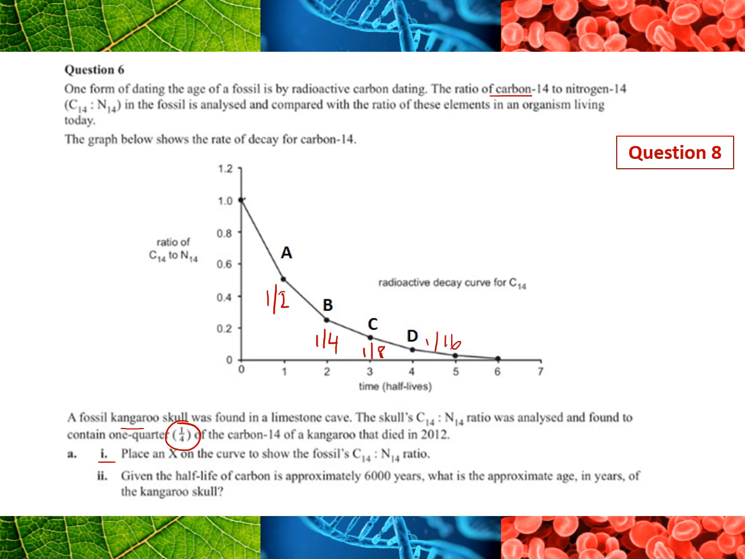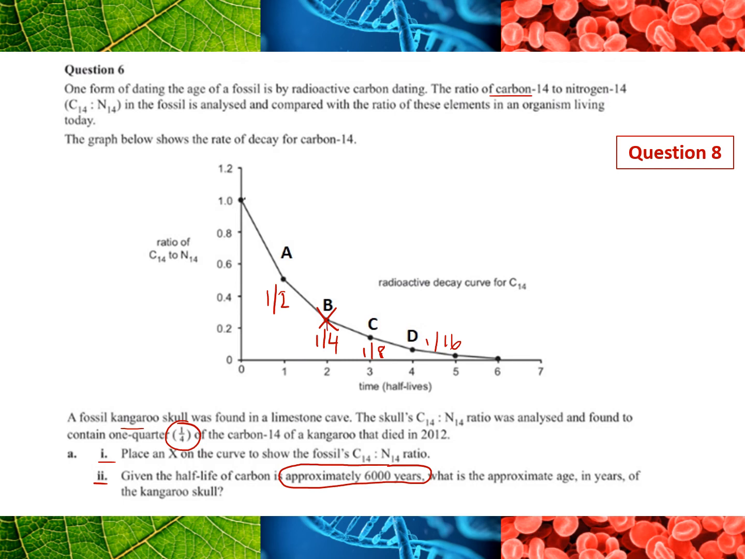So part A, for 1 mark, place an X on the curve to show the fossil's carbon to nitrogen ratio. So you would have put an X here, okay? Or on the quiz, you would have indicated B. And then part 2, given the half-life of carbon is approximately 6,000 years, so like I said, you'll generally be given that information. You don't need to remember half-lives. What is the approximate age in years of the kangaroo skull?